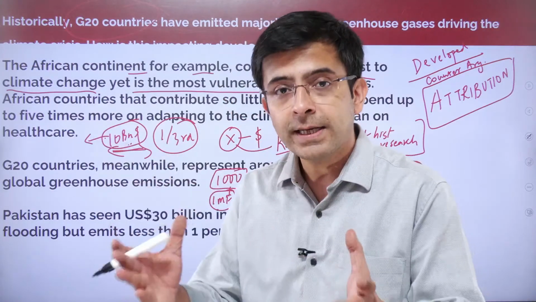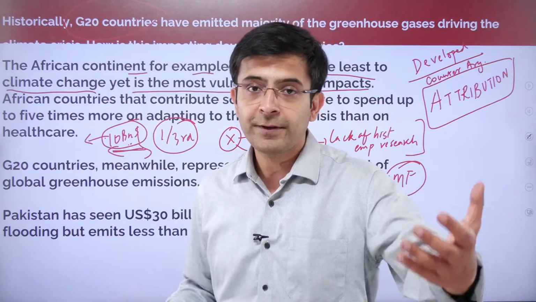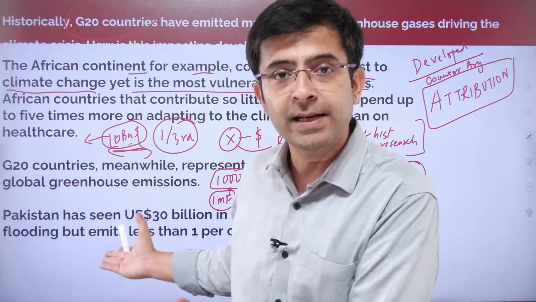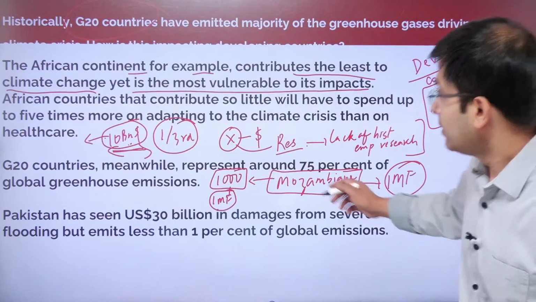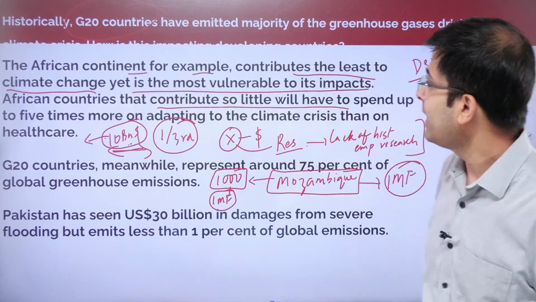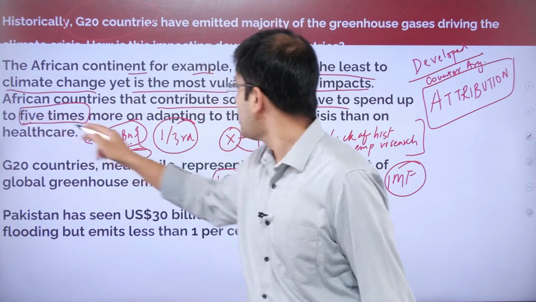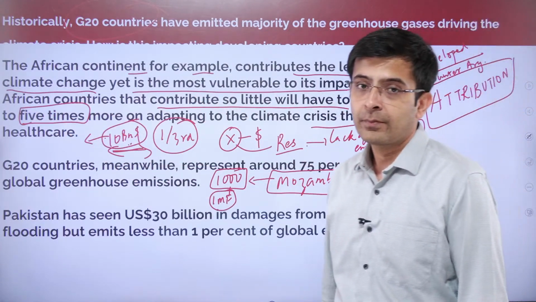Okay. But then the larger concept is this, that nations are going to be facing this problem. It's happened with Mozambique. It's happened with Pakistan. It is going to happen in the coming days with many other nations. And so this demand is going to come up as to who is going to compensate these nations. Because the effects of climate change are being directly felt, the worst effects in fact, by countries in Africa, the island states, the Indian subcontinent. And yet these countries are not the ones who polluted the most in the first place. Okay. So, they contribute so little that they'll have to spend up to 5 times more, look at this, on adapting to the climate crisis than on healthcare. This is also a problem.